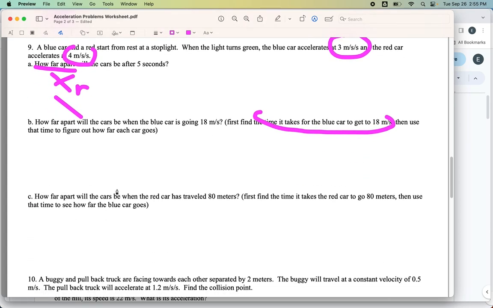Now for part C, once again, how far apart will they be? Write an equation for the position for R, for the red car, for the position for the blue car. This time, when the red car has traveled 80 meters. Well, you already know the red car's traveled 80 meters. So in this one, you don't need to set up an equation for the red car, but you do need it for the blue car. What you do have to do first is find the time it takes the red car to go 80 meters, right? How do I do that?